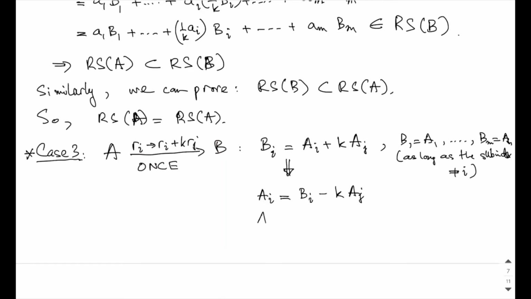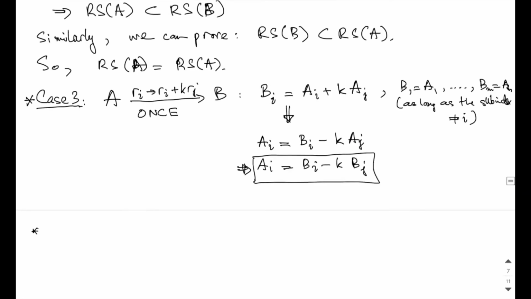But remember that we only made the changes on the ith row. We didn't make any changes on the jth row. So the jth row of A and the jth row of B turn out to be the same. So we can replace it. And this is going to be important later on when I write my proof. First, we'll prove row space of A sits inside row space of B.